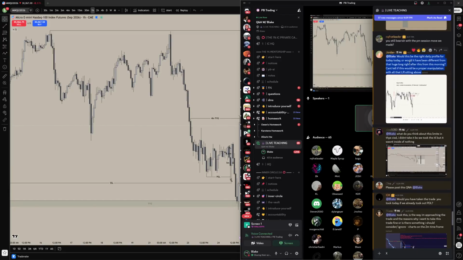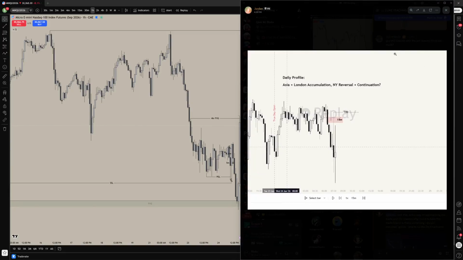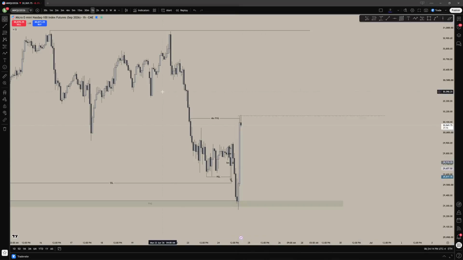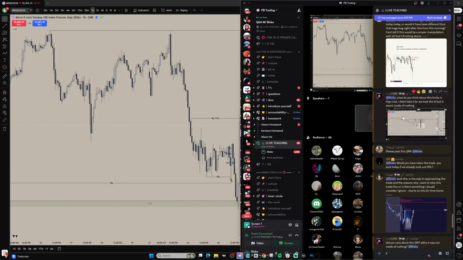Would this be the right daily profile today? It was just seek and destroy. Yeah, London Asia accumulation, New York reversal. Yes, exactly. That's actually the right daily profile. Yes, New York reversal.